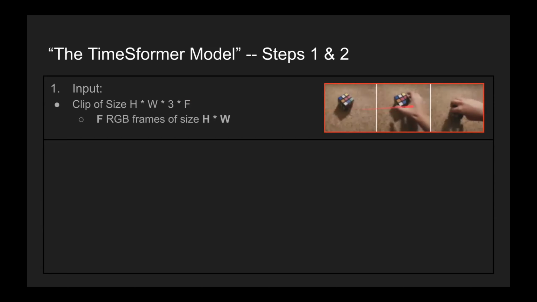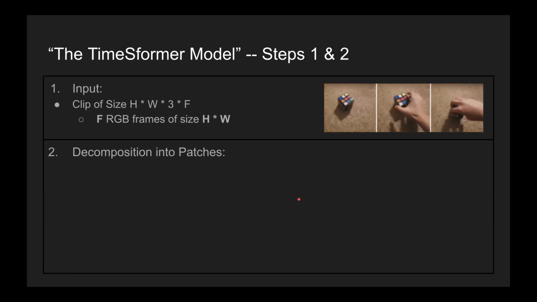So when referring to the TimeSformer model, we're talking about the divided space-time attention model. As seen in image transformers before it, we've got height times width times 3 RGB values. And then the TimeSformer adds the temporal dimension of a clip comprised of F frames. So 1, 2, 3.